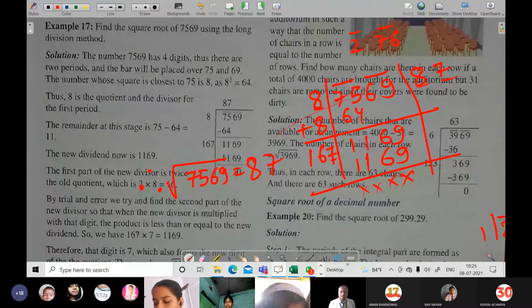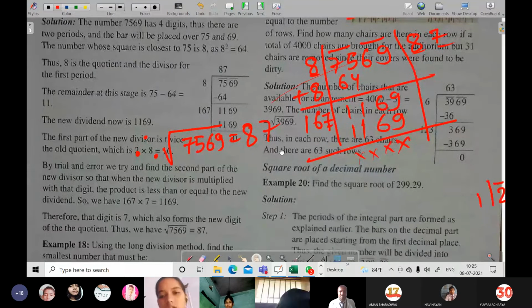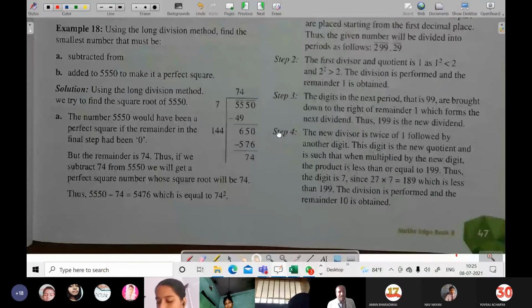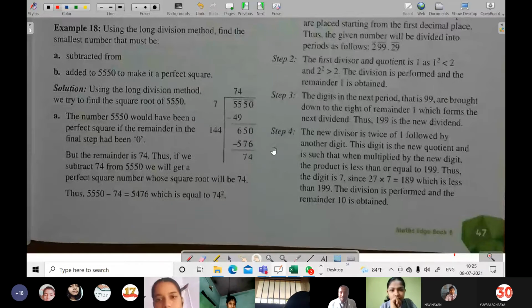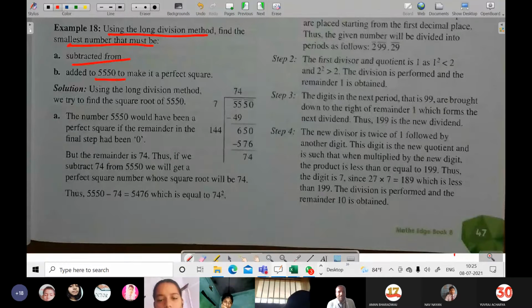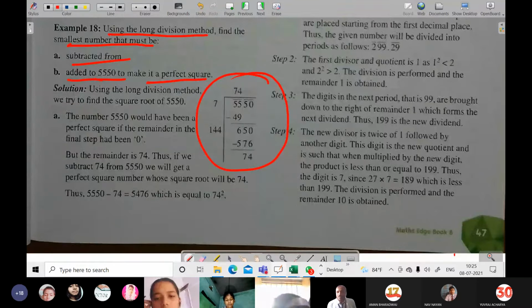So if you will see question number 18, of course, now here, if it will be asked such questions that using long division method, find the smallest number that must be subtracted from 5550 to make it perfect square, or add it to 5550 to make it a perfect square, then there also by using long division method we can do it. Like you can see over here, it has been done with long division method and it has been found is 74. But there is 74 left in remainder also. So of course this 74 must be subtracted to get a perfect square.